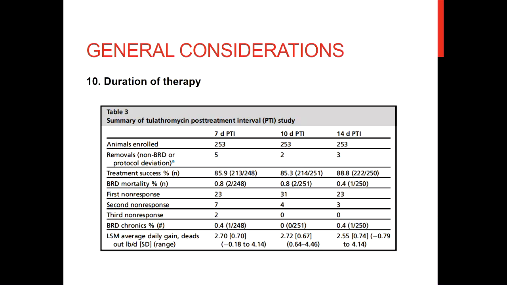So what we're saying is, I diagnose BRD, I give them a single dose of Draxxin, and I wait 7, 10, or 14 days before doing anything else. No matter how bad it gets, I commit to those durations. And what you notice is treatment success, 86 in the 7-day, 85 in the 10-day, 89 in the 14-day. Statistically, they're not different. But with Draxxin, theoretically, I could wait up to 14 days and have no negative impact on the outcome of that case.